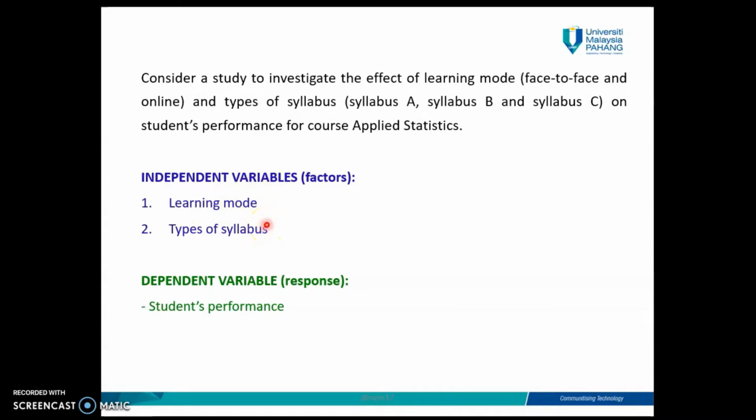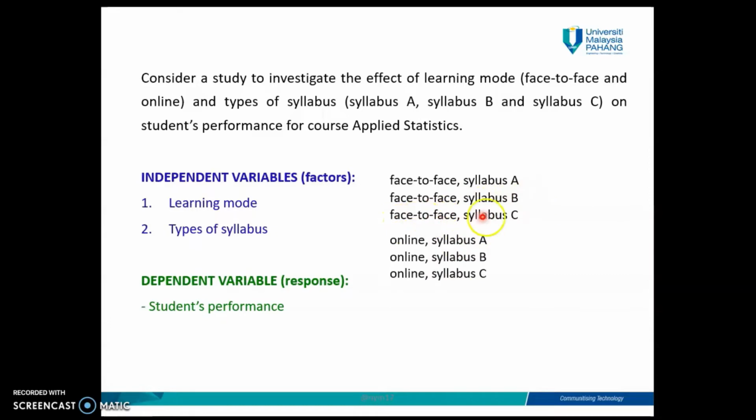that you will have one experiment in which you do face-to-face learning using syllabus A. And then another experiment, another treatment, is to use face-to-face mode with syllabus B. And then face-to-face mode with syllabus C, and so on. So you need to conduct this experiment in a way that you will test out all possible treatments. So you have to combine all the levels in factor A and also factor B.